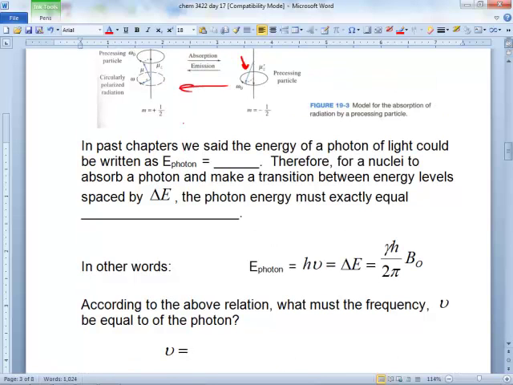Therefore, for a nucleus to absorb a photon and make a transition between energy levels spaced by delta E, the photon energy must exactly equal that delta E. Oh, we skipped this. In past chapters, we said the energy of a photon of light could be written as h nu.